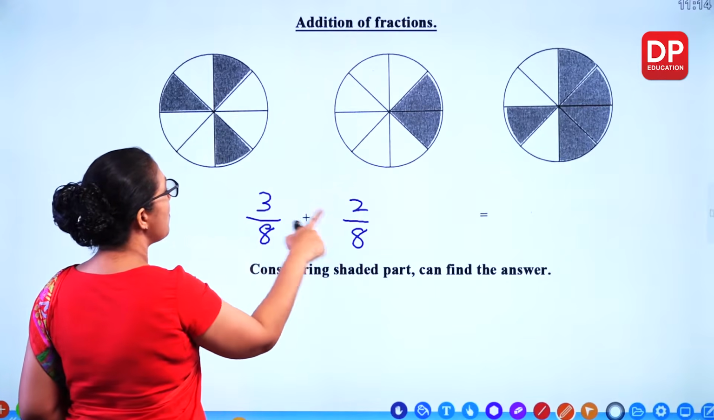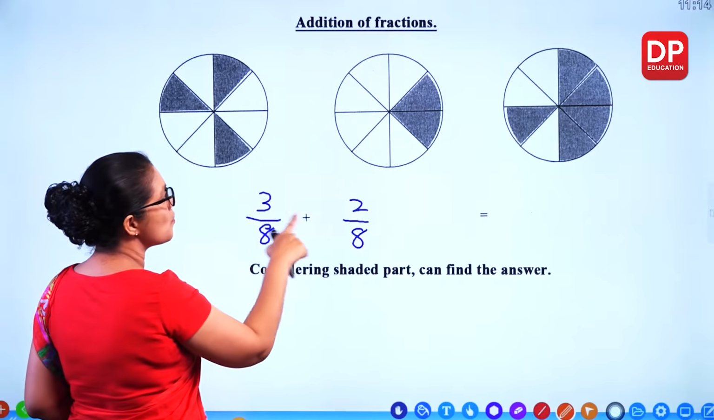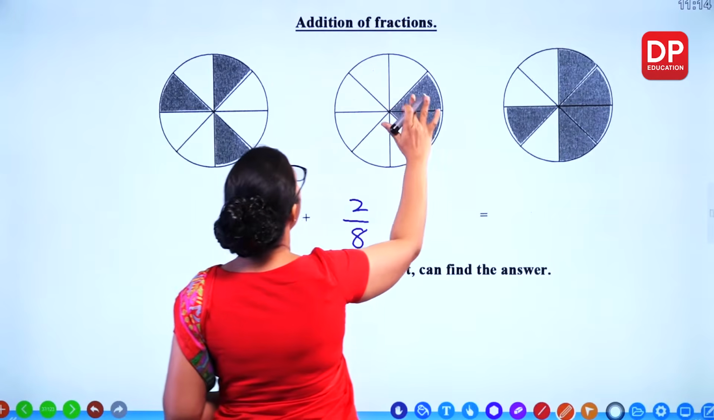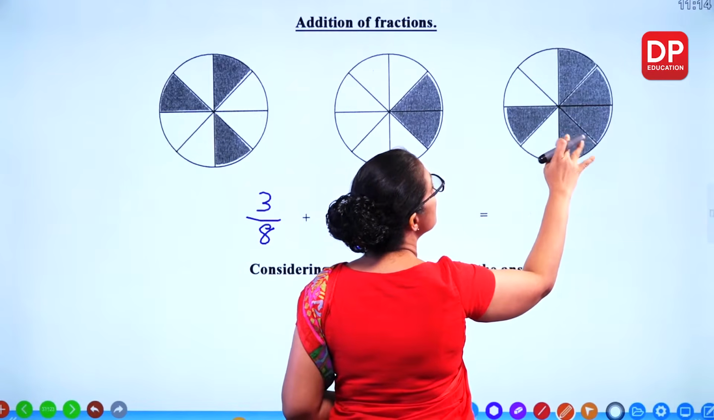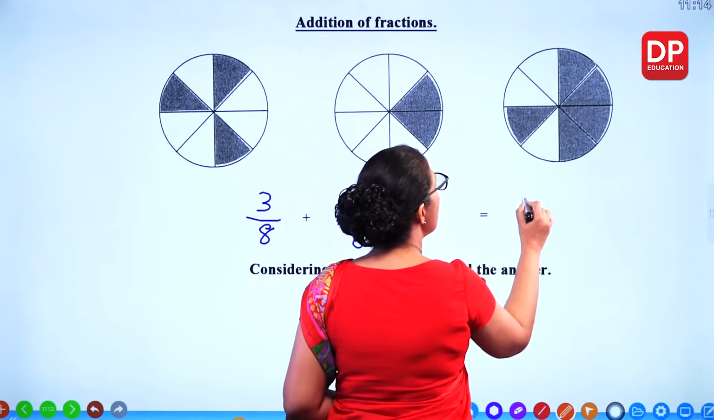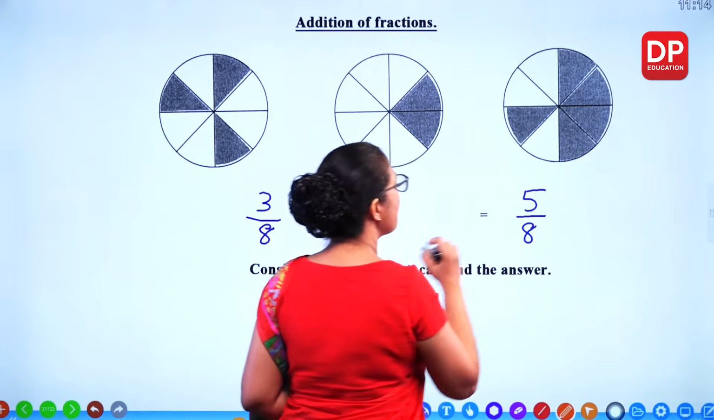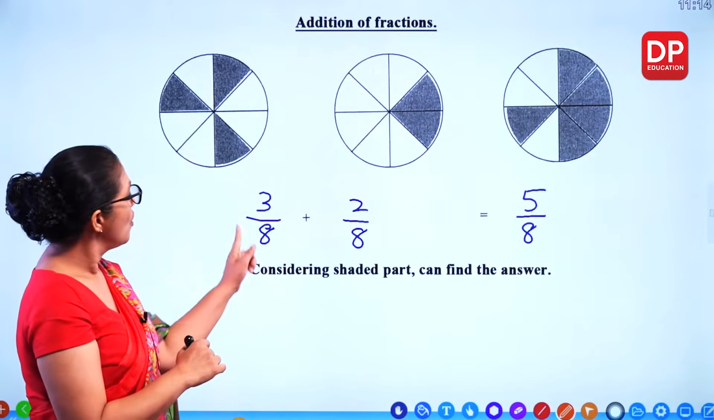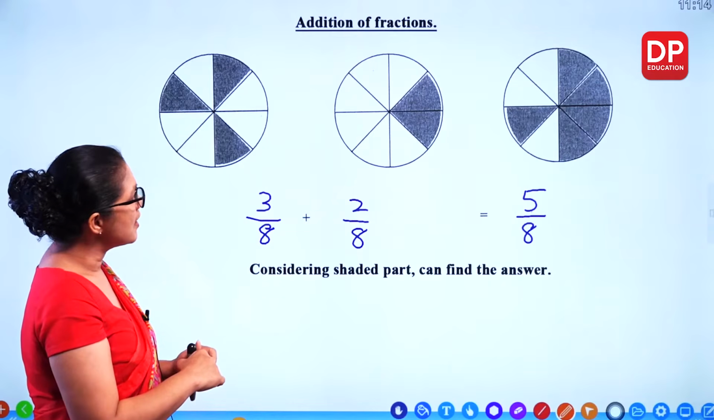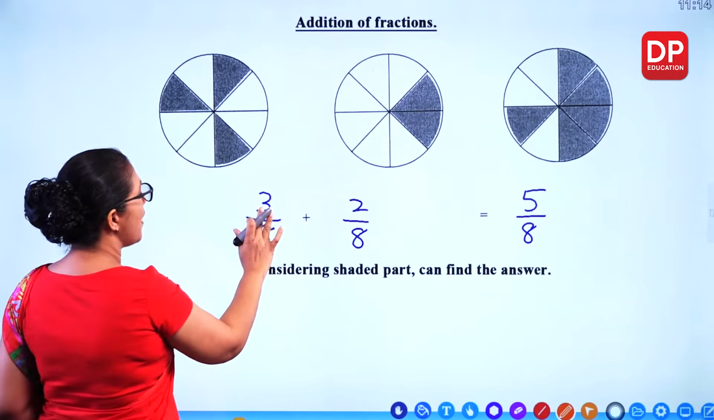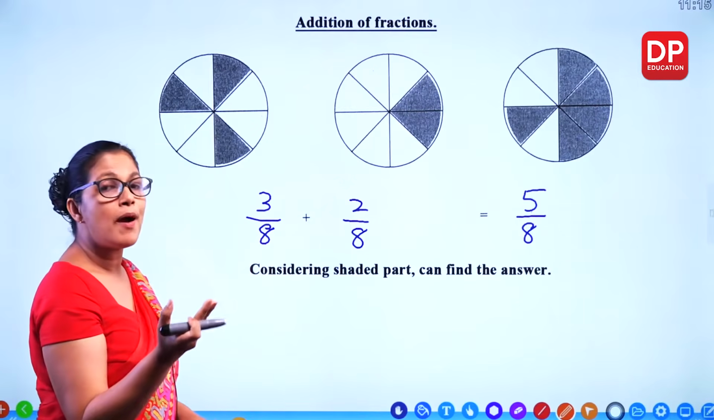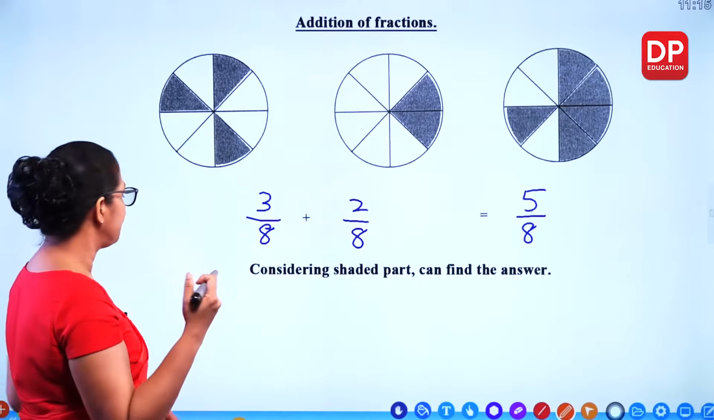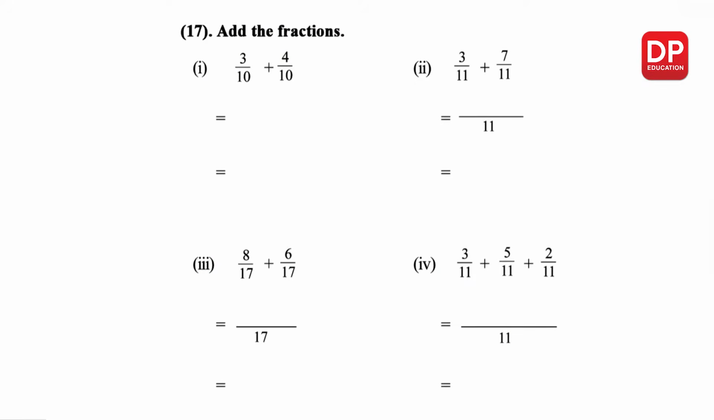So what's the total parts? If you take this one, so all these parts put it into another circle. 1, 2, 3, 4, 5. 5 parts out of 8. So when you take the same circle, we can see 3 parts out of 8 and 2 parts out of 8. You get 5 parts out of 8. So we can easily add the fractions.